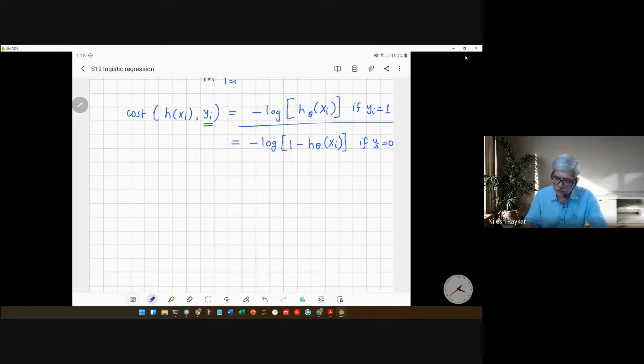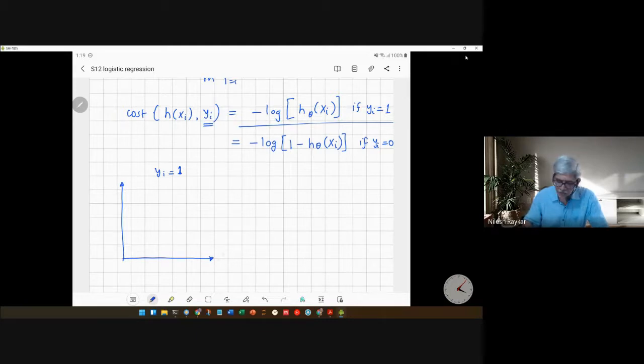So let's see the first form, that is when yi equal to 1. For a particular sample, the value of the label is equal to 1, so our prediction should also be 1. If we are predicting 1, then your cost should be minimum, and if you are predicting 0, then your cost should be maximum. So that is what this cost function does without introducing the multiple minima.